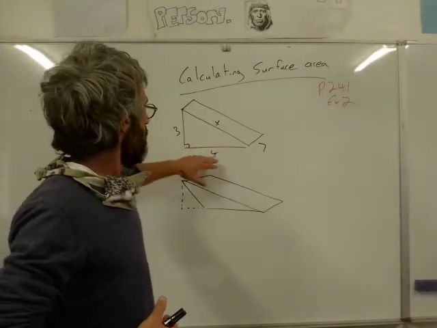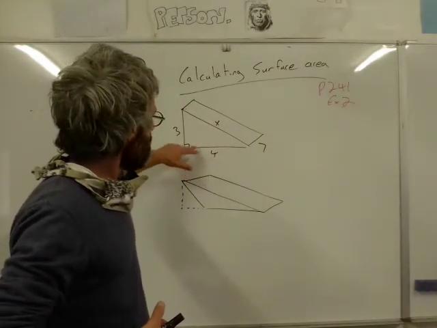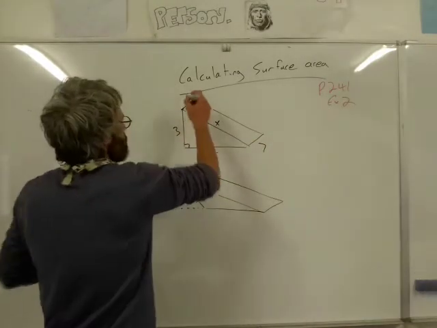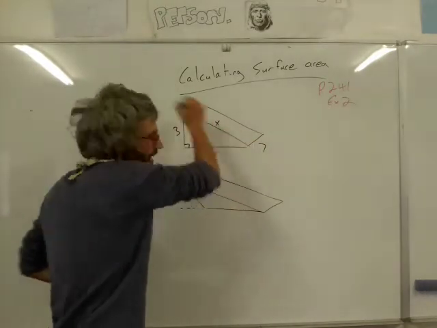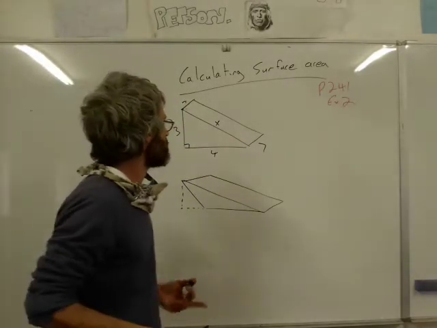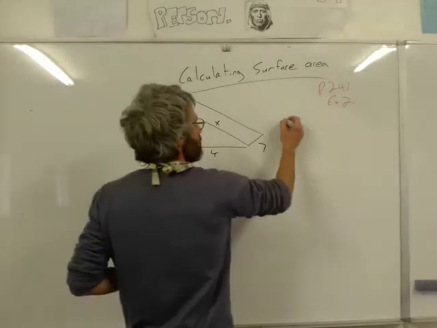So this is another triangular prism. But the thing is, we know this is 3, this is 4, this is 7, this is obviously also 7. But we're missing this length. We're just told that it's x. How are we going to find out the surface area? So we need to obviously find x first.